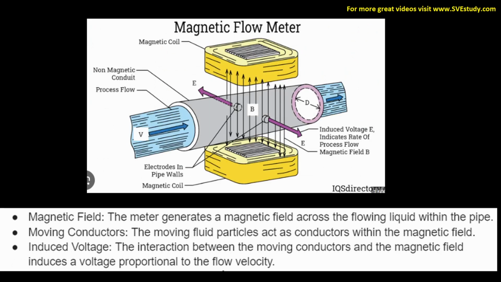Magnetic field. The meter generates a magnetic field across the flowing liquid within the pipe. Moving conductors. The moving fluid particles act as conductors within the magnetic field. Induced voltage. The interaction between the moving conductors and the magnetic field induces a voltage proportional to the flow velocity.